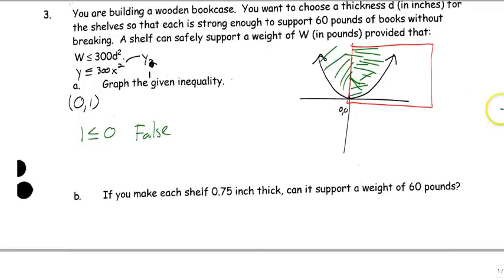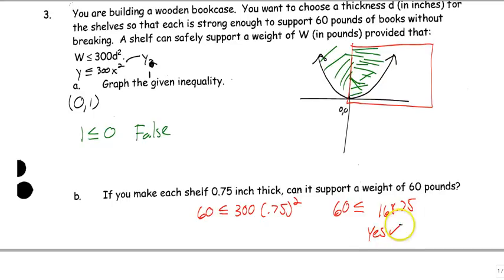Alright, so if you make each shelf 0.75 inches thick, can it support a weight of 60 pounds? Well, let's see. If I have a weight of 60, is that less than or equal to 300 times 0.75 squared? When you solve that, you get 60 is less than or equal to 168.75. So yes, it can. It can support it. It is true.